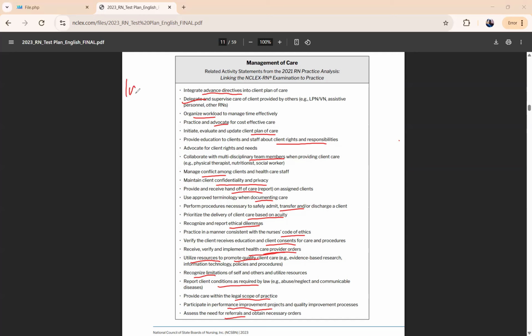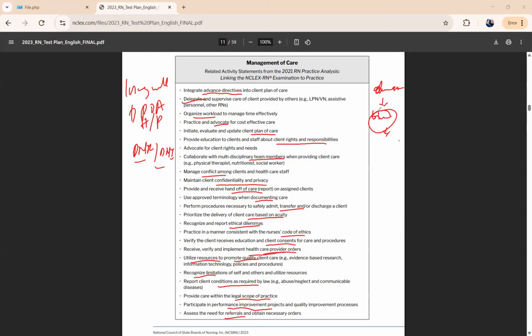Now, understanding advanced directive, we have three types. We have the living will, the durable power of attorney or healthcare proxy, and then the DNR or DNI: do not resuscitate, do not intubate. For advanced directive, we do something during admission. There are two things the nurse can do. The nurse will ask to find out if the patient has an advanced directive or not.